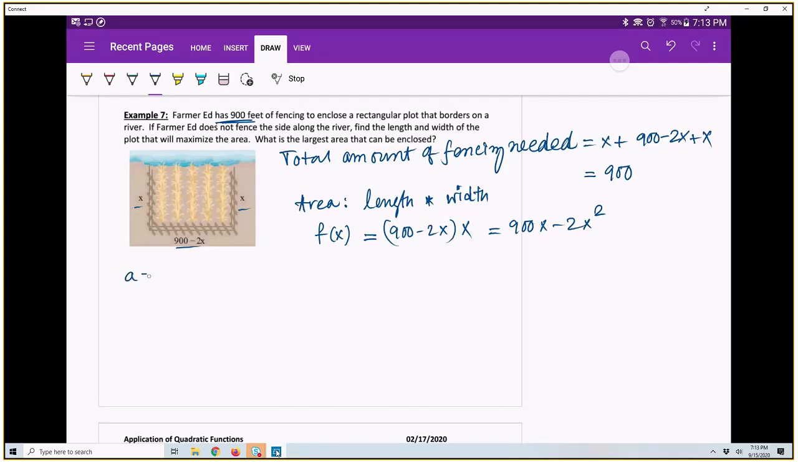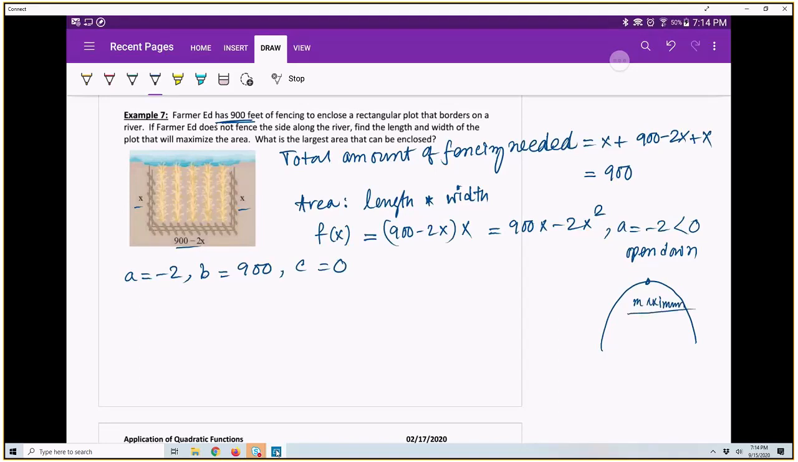So let's find out what is a. a is negative 2, b is 900, and c this time is 0. But since a is negative 2, this parabola should open down. What does that tell me? It tells me that the parabola will give me a maximum. Now, if you read back the problem, it is actually asking you to maximize.